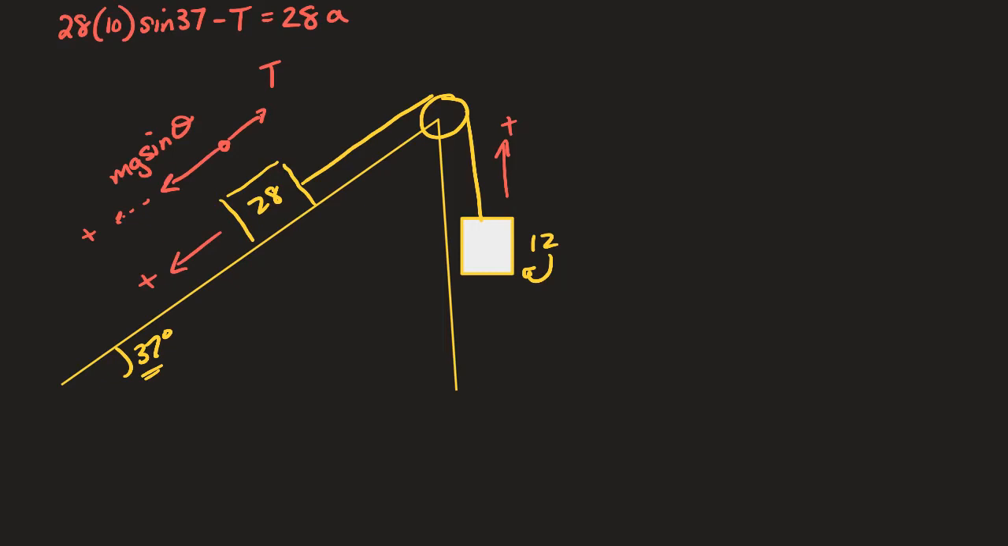All right, two forces on a 12 kilogram box. T goes up, weight is down, times 12a. Any questions? Okay, I can move on. All right, so what's 28 times 10 times the sine of 37?